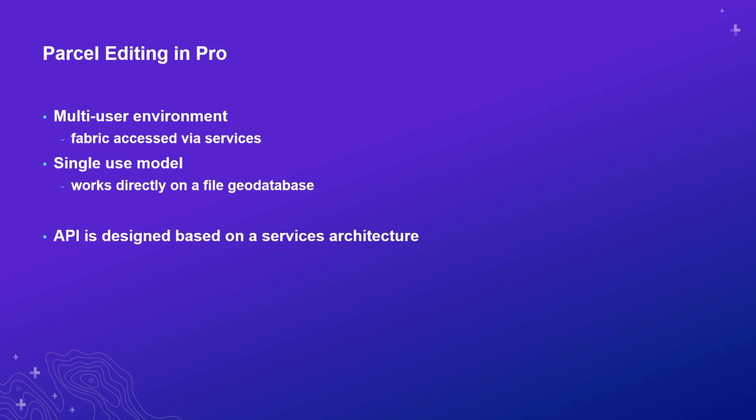The editing is based on a single-use model that works directly on a file geodatabase, but there's also a multi-use environment where the fabric is accessed via services. And because we support a multi-use environment via services, feature services, the API is designed based on a services architecture. And this includes use of the branch versioning model in the same pattern as is used for utility networks, and so operates exclusively within the ArcGIS Enterprise.